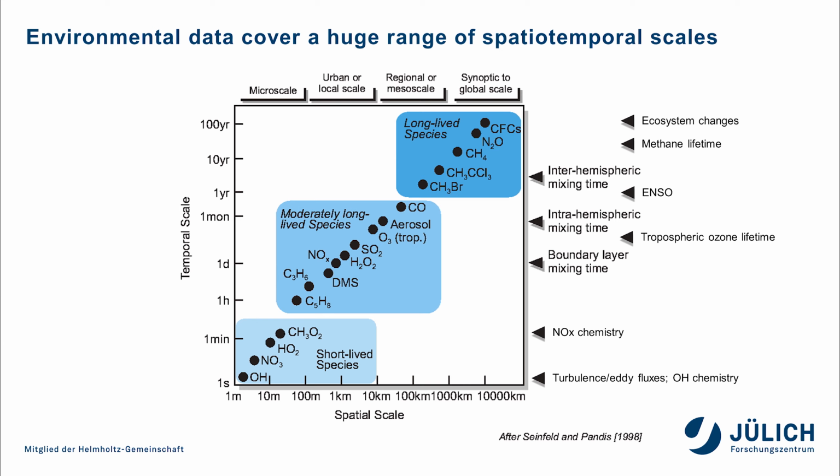Then timescales of around a day have boundary layer mixing time. Several days, around 20 days, is the lifetime of tropospheric ozone. Then around a month, we have the intra-hemispheric mixing time, so mixing from the southern into the northern hemisphere and vice versa. 2 to 3 years is the ENSO time cycle. Intrahemispheric is around one hemisphere, and interhemispheric is north to south and south to north. Then methane lifetime is around 11 years, and ecosystem changes occur on timescales of decades to centuries.